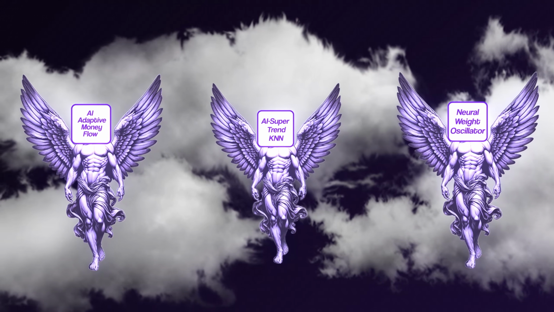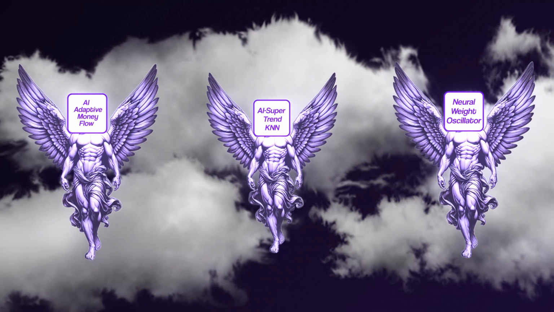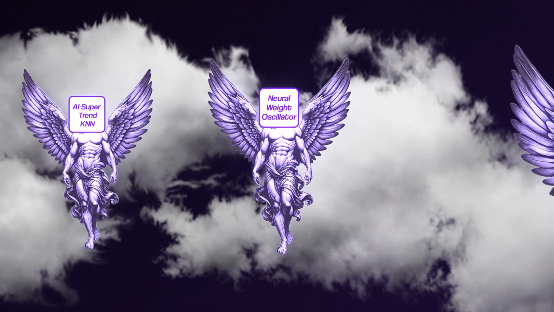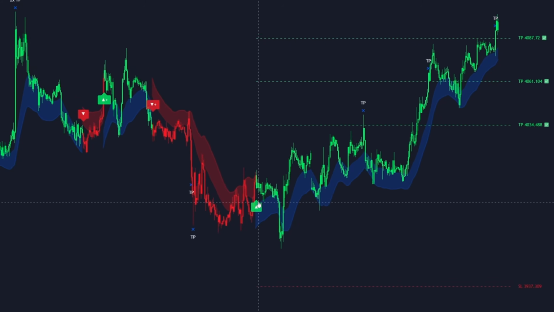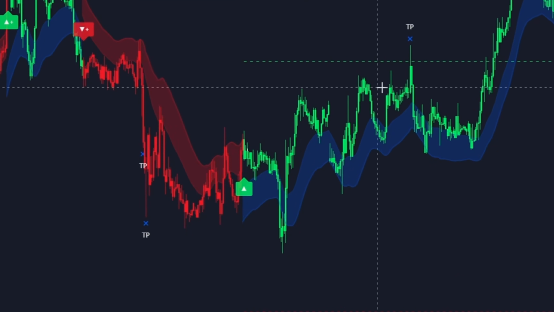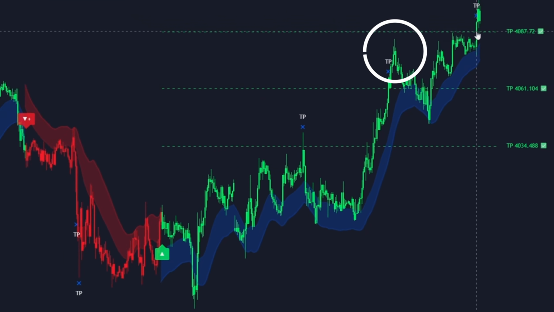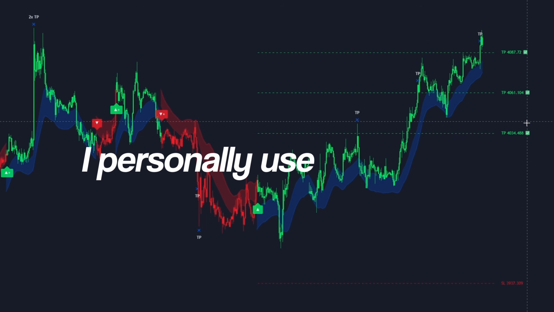So there you have it, 3 AI indicators that actually work. But before ending the video, there is one more bonus indicator I want to show you. This one uses AI not just for entries, but for exits as well. And it's the one I personally use the most.